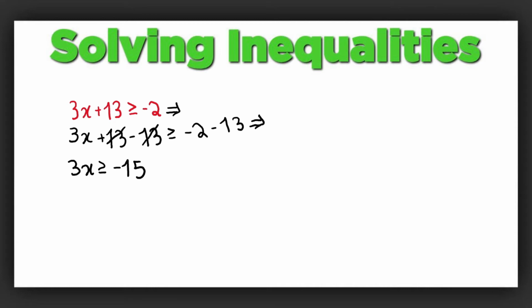Now we want to remove 3. To do this, we are going to again use the inverse operations. Right now, 3 is getting multiplied by x. The inverse operation of multiplication is division. So we are going to divide both sides by 3.